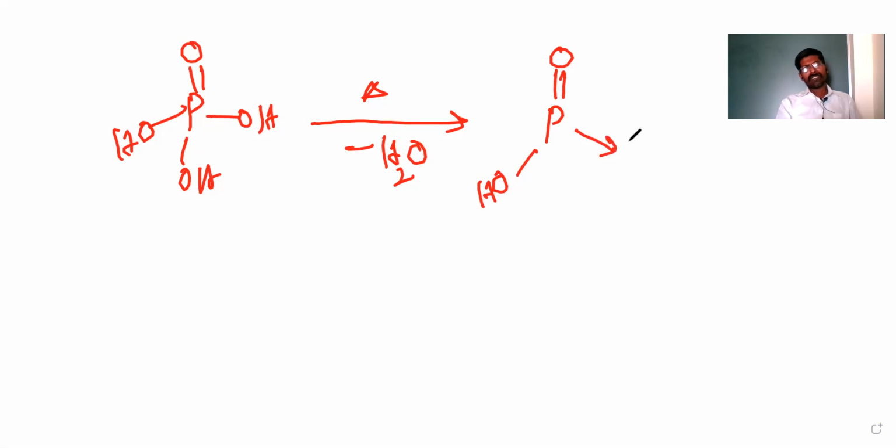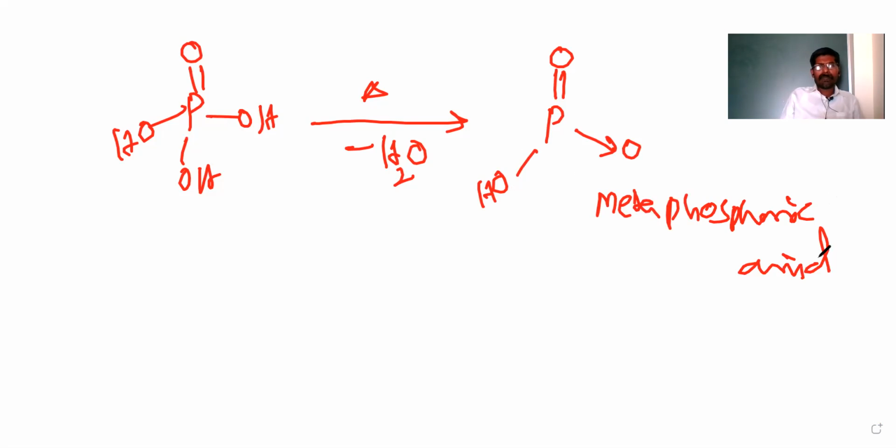But the remaining one is the dative bond, oxygen. So this type of molecule is called metaphosphoric acid. Is it clear now? Metaphosphoric acid compound. So up to here we have to prepare those four compounds.